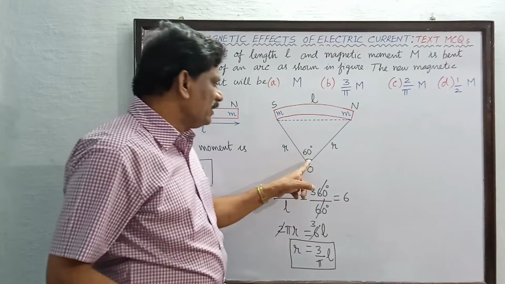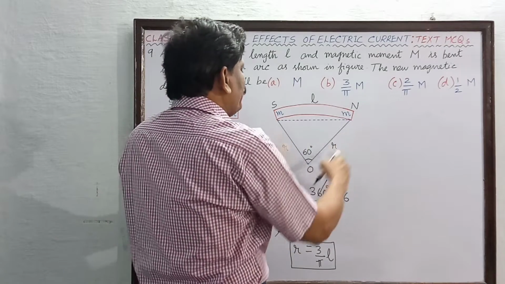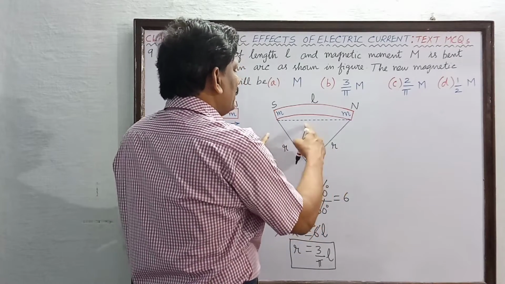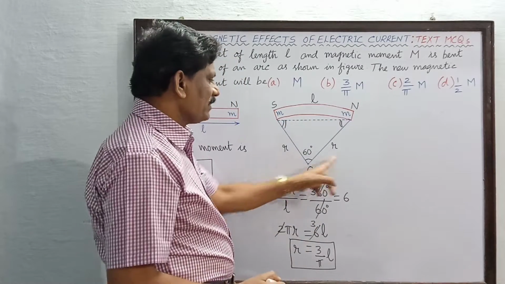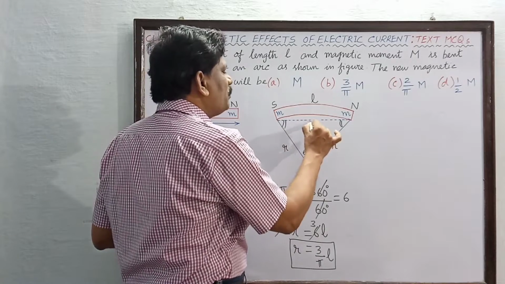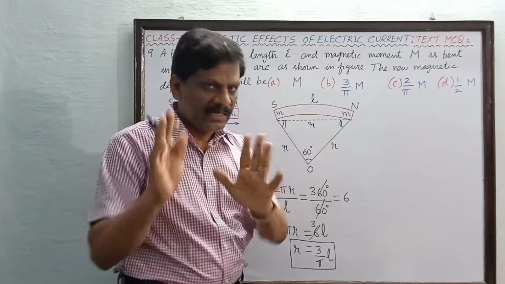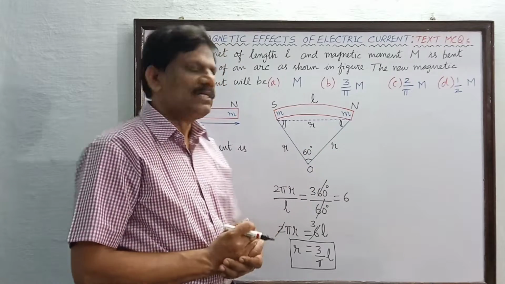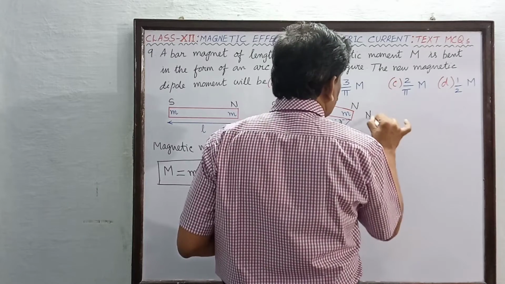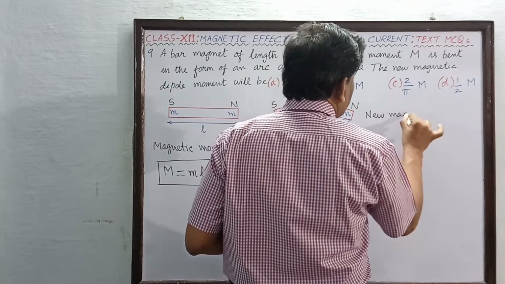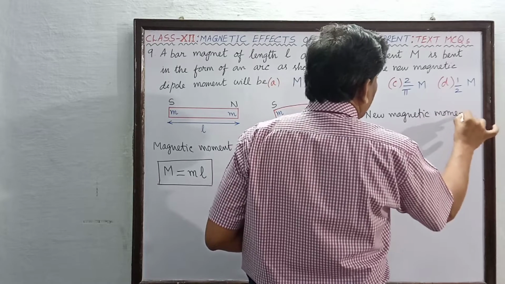Now since this angle is 60 degrees and these two sides have the same radius r, the other two angles must be the same. So it is an isosceles triangle. Therefore the new distance between the south pole and the north pole must be equal to what? r itself, understand?